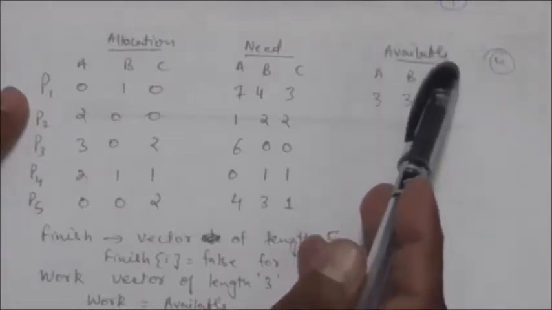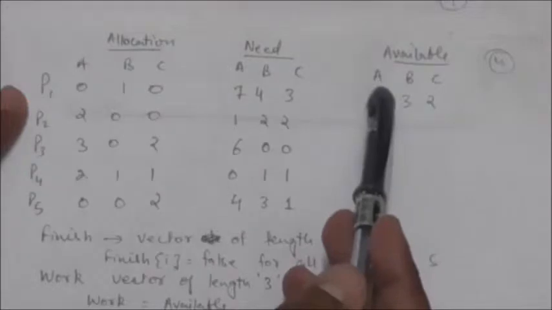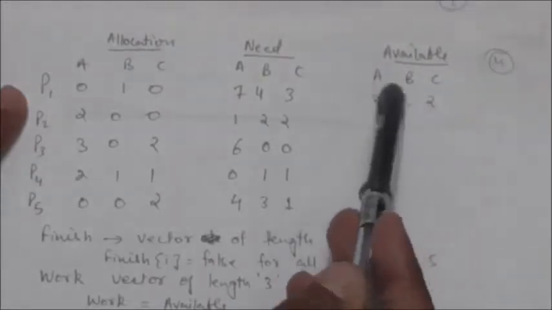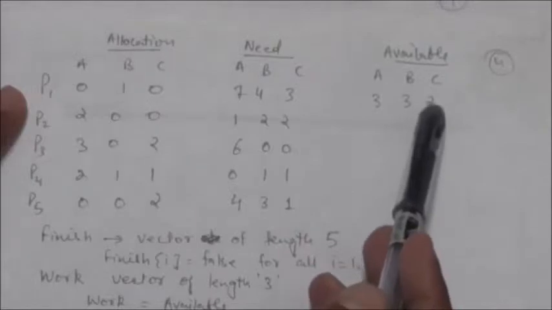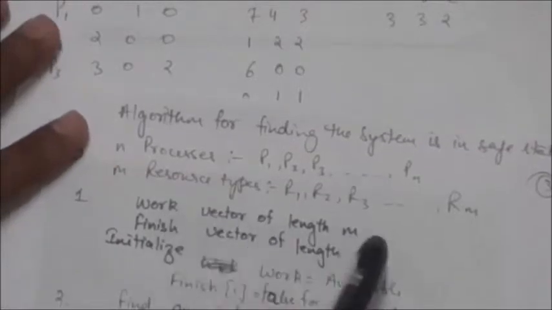And this is the available vector. Here you can see that 3 instances of resource type A are available, 3 instances of resource type B are available, and 2 instances of resource type C are available. So what is the first step of the algorithm? In the first step, we need to take 2 vectors, work and finish, and initialize them. We will take the finish vector of length 5, because there are 5 processes, and the work vector of length 3, because there are 3 resource types A, B, C.